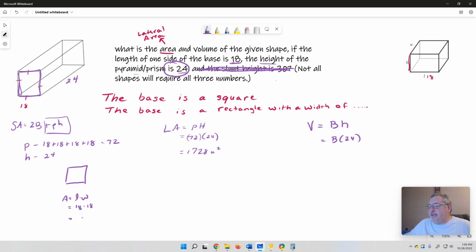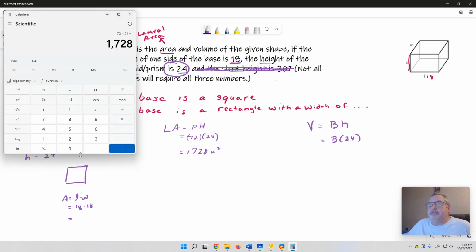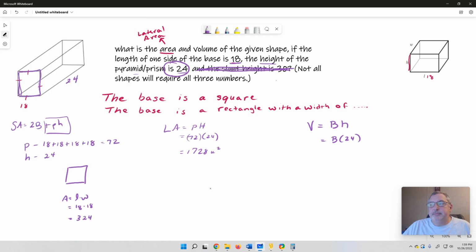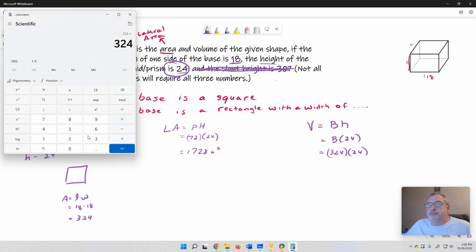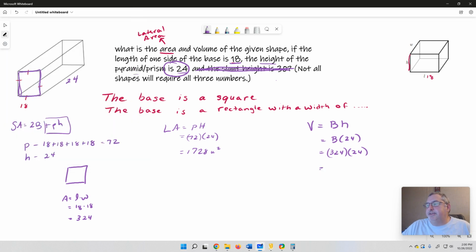So 18 times 18, pull out your calculator. You'll have 18 times 18, which is 324. And so I'm going to come over here and use 324 times 24. That's 7,776, and that's going to be units cubed.